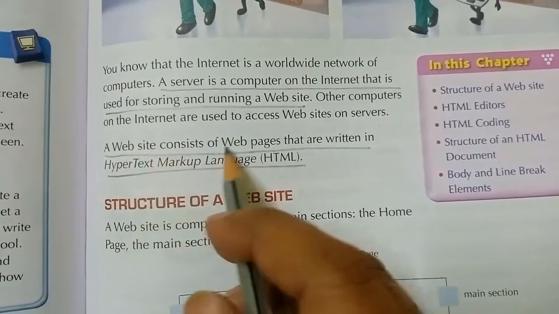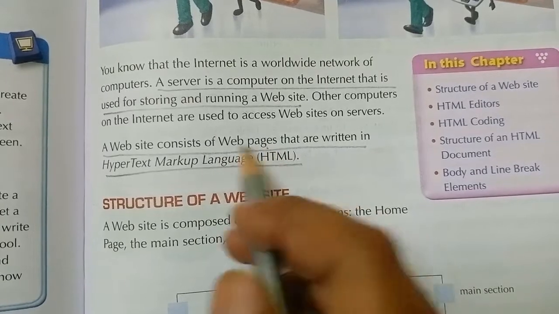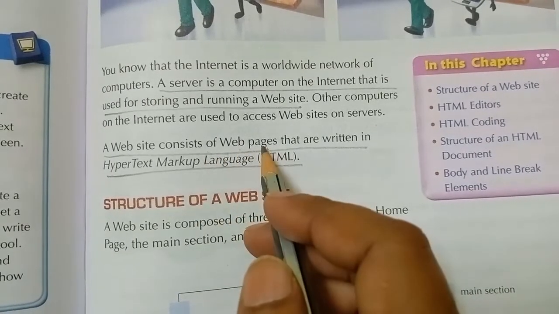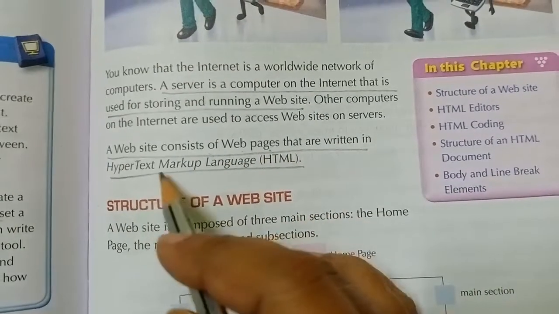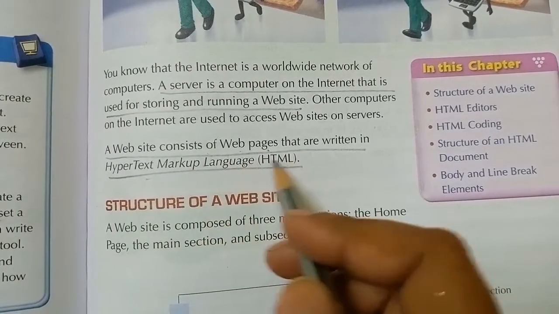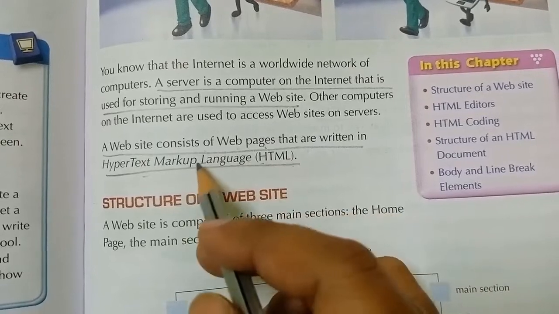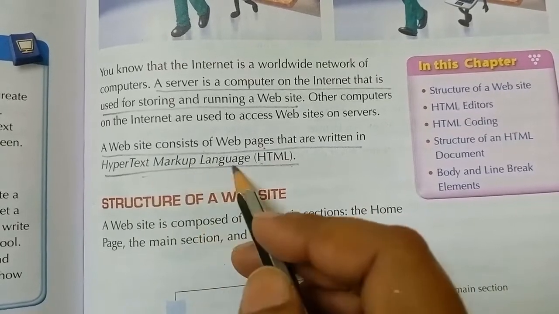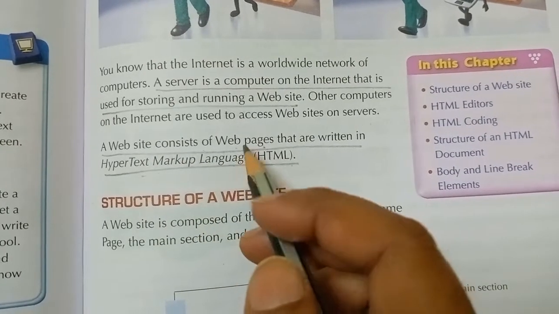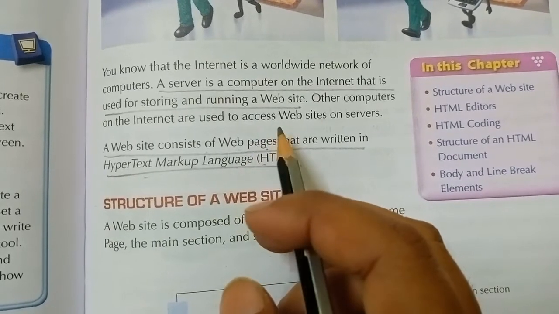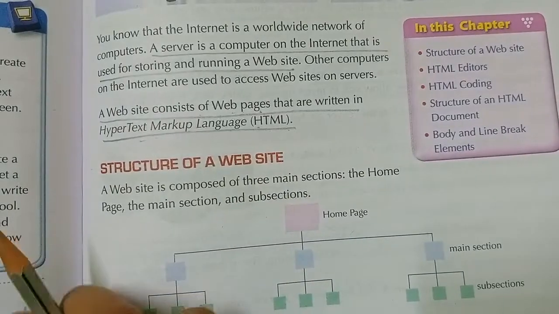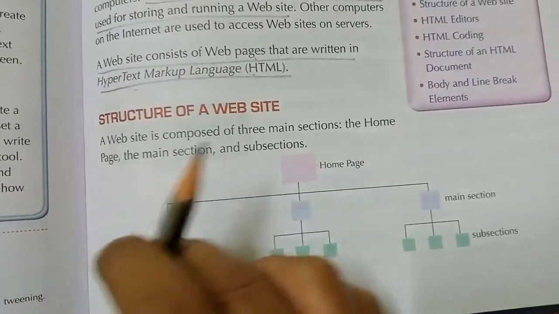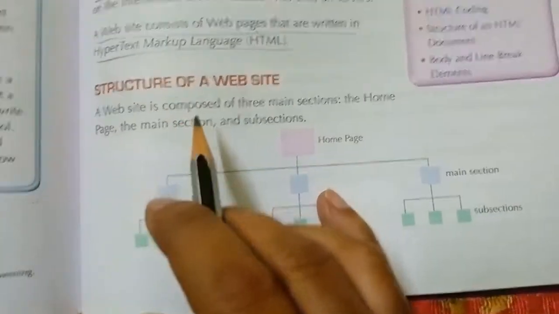So a website consists of web pages. So what is website? Website consists of web pages. I told you already, website has many web pages that are written in hypertext markup language, that is HTML. So this is the full form of HTML, hypertext markup language. That means all the websites, all the web pages are written in HTML language. So this is a language to create any website, to create any web page. Understood?